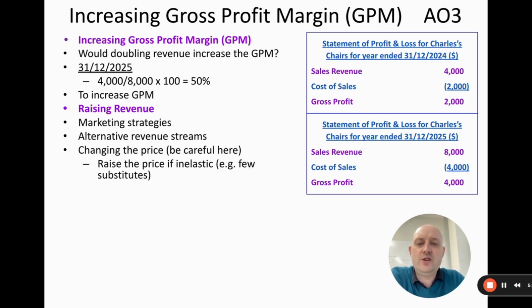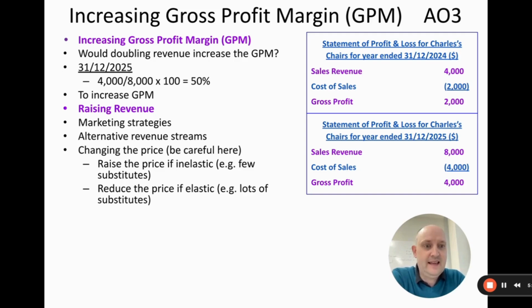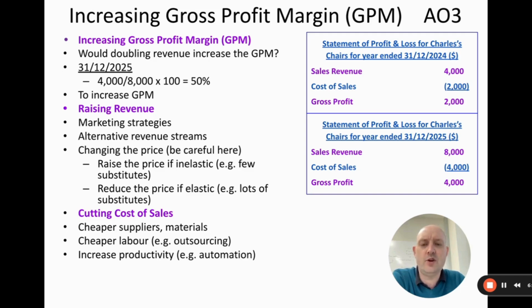So in this situation, if the product is inelastic, inelastic means that if the company puts the price up, then the number of people that buy it will go down, but by a smaller amount than the price goes up. Or if the product is elastic, which means if they put the price up, then lots of people will go to the alternative. What they could do is reduce the price instead. Go and have a look at the pricing strategies in the syllabus in Marketing 7Ps if you want to know more details about that. So other things they could do is cut cost of sales.